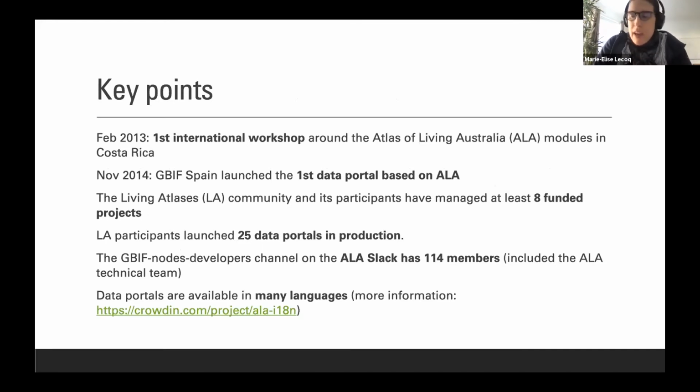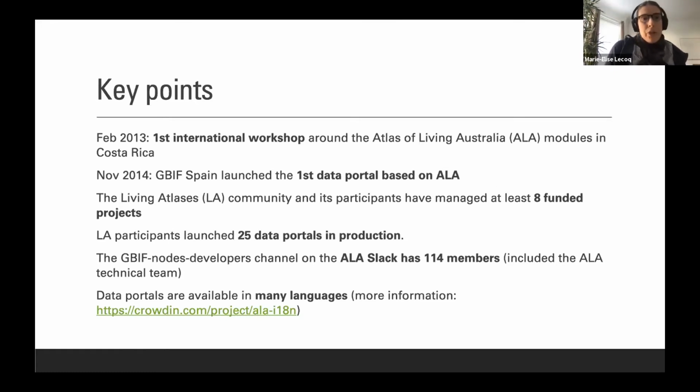So everything starts in 2013 when the Atlas of Living Australia and the Costa Rican GBIF node decided to do a project together. And they organized the first international and technical workshop around the ALA tools.